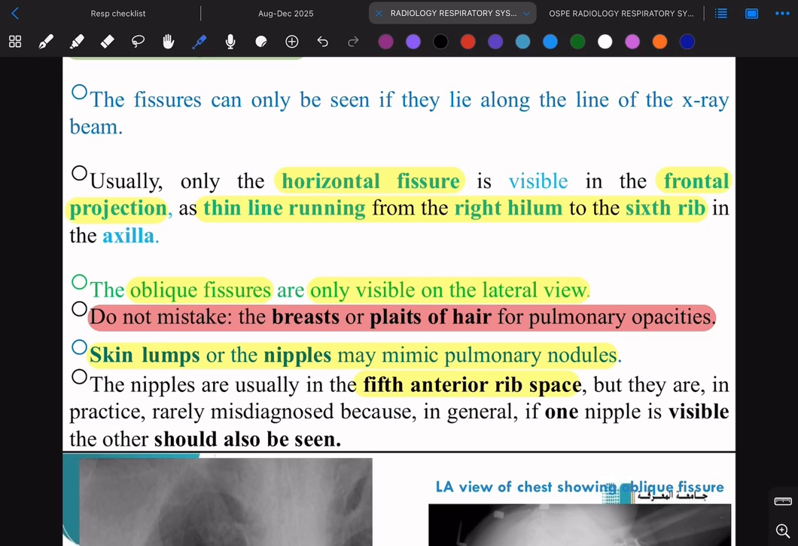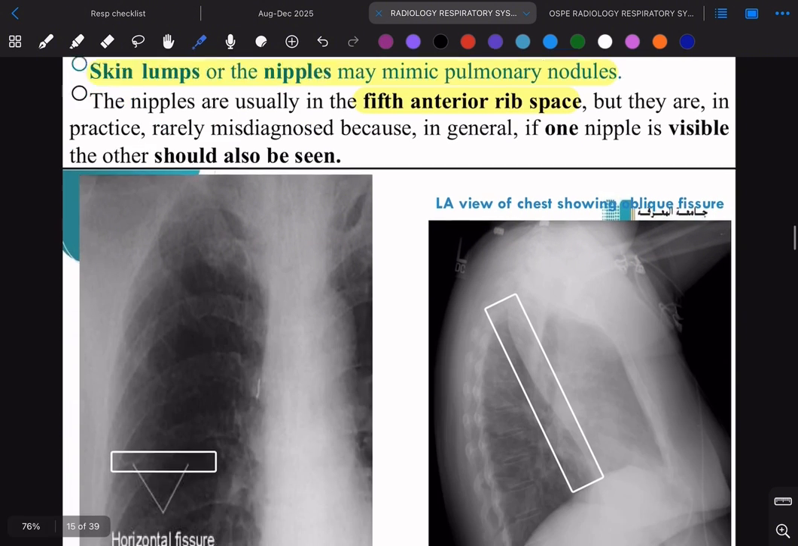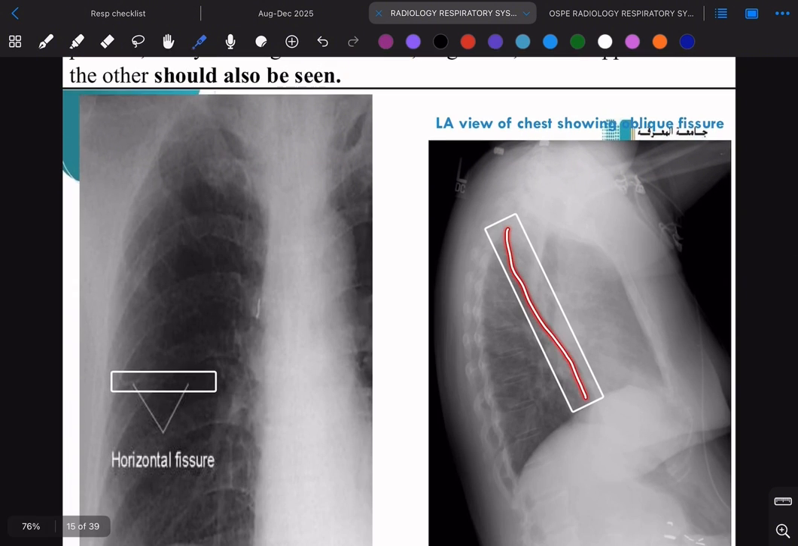Okay? Then we have the oblique fissure. The oblique fissure only appears in the lateral view, so we can only see it from the side. Let's see it here. We can see it here. This is the oblique fissure. Okay? So the oblique fissure is seen from the lateral view.